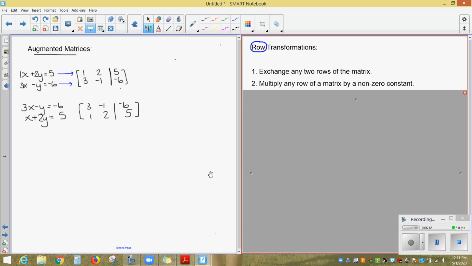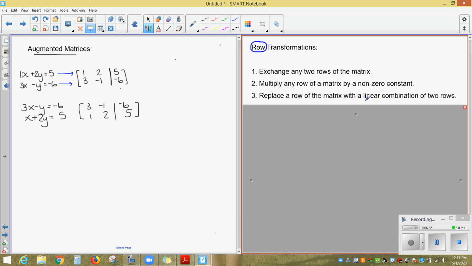Something else I'm allowed to do is multiply any row of a matrix by a non-zero constant. Multiplying by a non-zero constant means anything but 0. If I multiply this entire top row of numbers by 6, that would be the same thing as multiplying both sides of this equation by 6. Or similarly, if I wanted to multiply both sides of this equation by 12, I can multiply this entire row of numbers by 12. Again, none of that will change what the solutions for the system are. It will just change the way the equation looks.